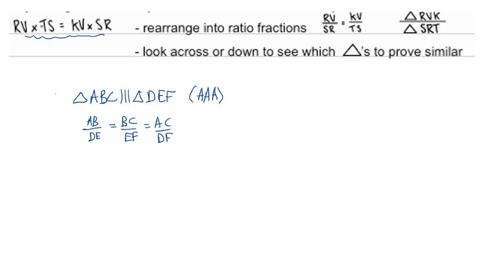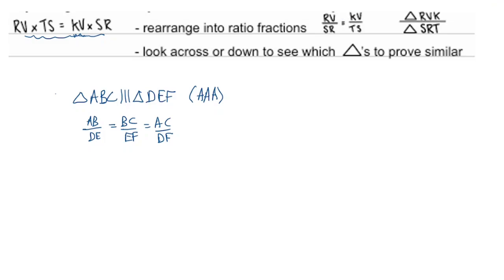Now, you've probably come across questions where this is the question: prove that RV times TS equals KV times SR. And for a lot of people, you don't know where to start with that. The best thing to do is to rearrange it back into fractions. It doesn't matter which one you take down. So here you can see I left the RV and I brought the SR down to the other side. I left the KV and I brought the TS down. And that left me with this kind of a setup.